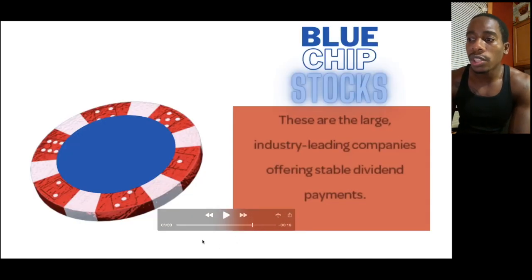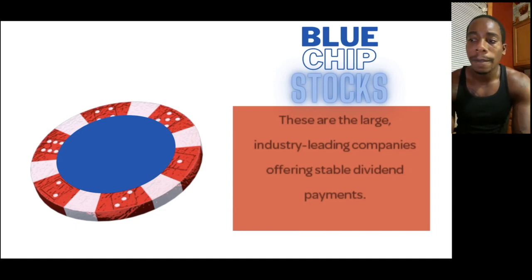Okay. Blue chip stocks, man. These are large industry leading companies offering stable dividend payments.